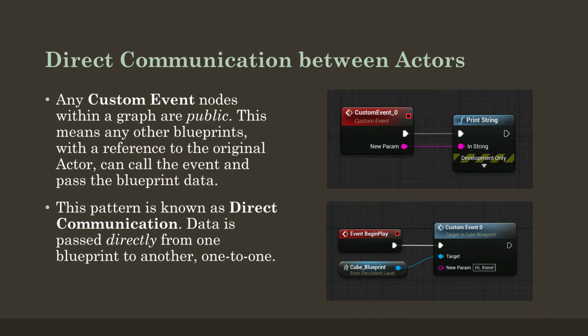So let's look at an example of doing this. I'm going to return to the example made for custom events, and we're going to translate it from using custom events within the same graph to using direct communication between multiple blueprints, or two blueprints in this case. So let's move over to Unreal and the previous custom events example.